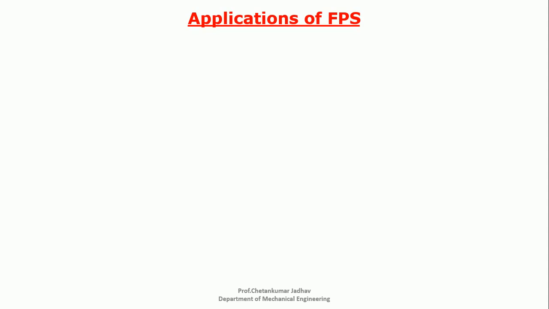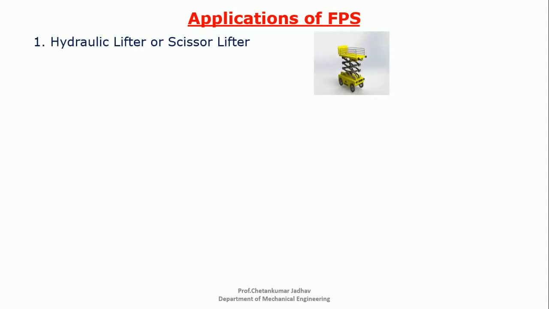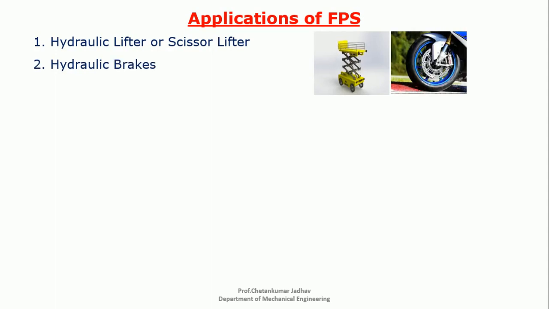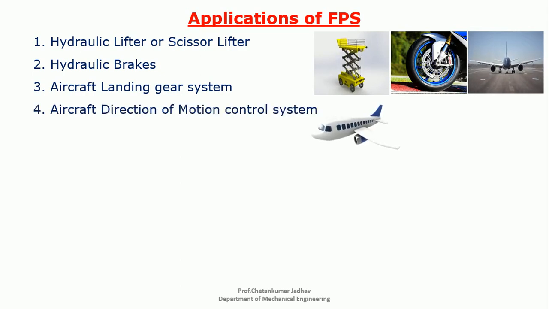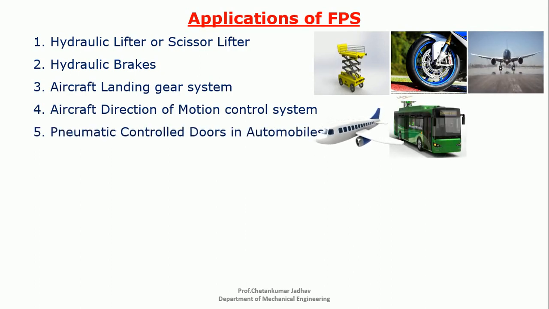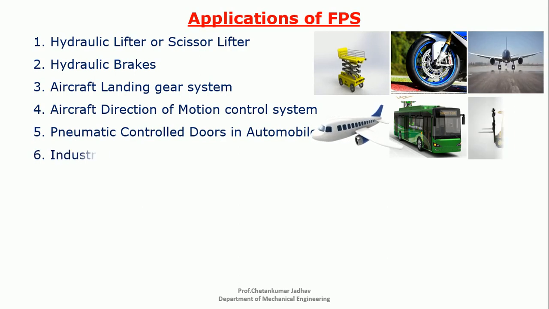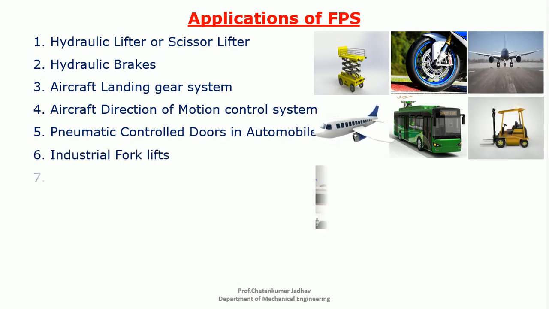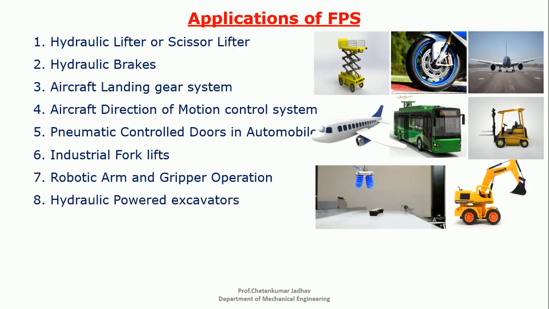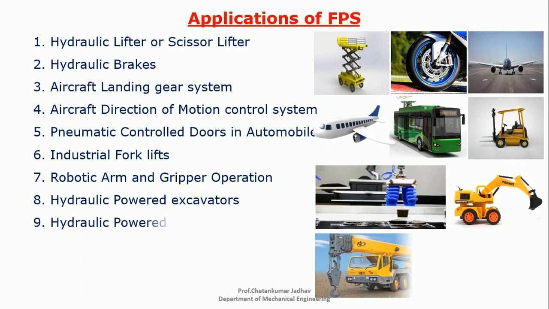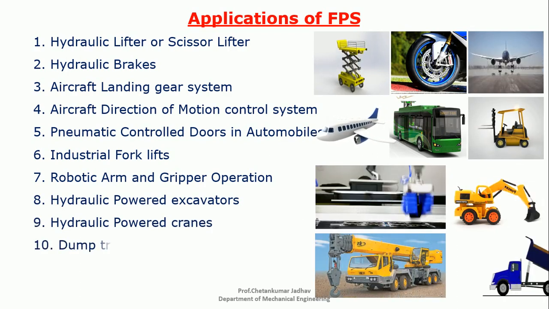Students, let me first list different applications of a fluid power system. First one is hydraulic lifter or scissor lifter. Second, hydraulic brakes. Third one is aircraft landing gear system. Fourth one is aircraft direction of motion control system. Fifth one is pneumatic controlled doors in automobiles. Sixth is industrial forklifts. Seventh is robotic arm and gripper operation. Eighth one is hydraulic powered excavators. Ninth is hydraulic powered cranes. And finally, dump truck.